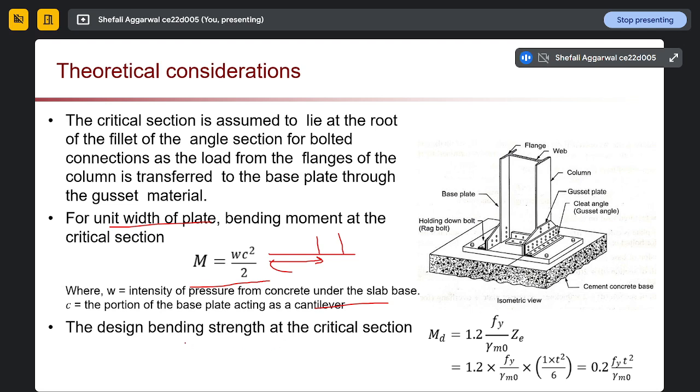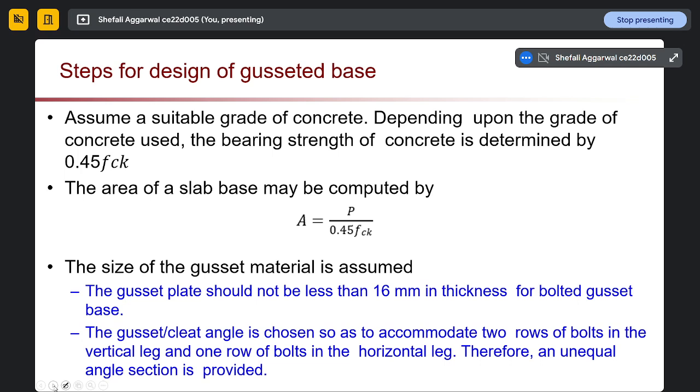Next, the design bending strength at the critical section is given by 1.2 Fy Zd upon gamma m0. Zd, since it is a rectangular plate, will be given by t square by 6. So using that formula, our design bending strength is given by 0.2 Fy t square upon gamma m0.